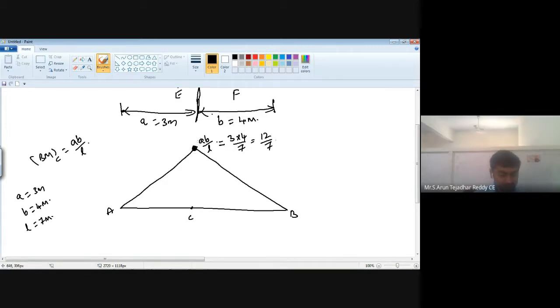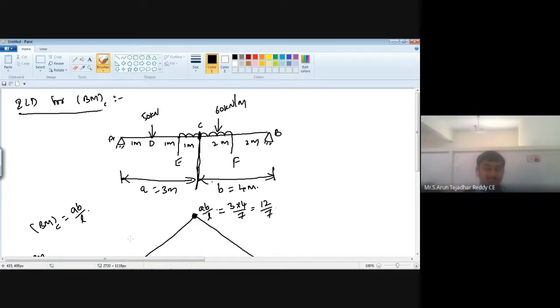Now, what is the second step? The second step is to find out the given loads.